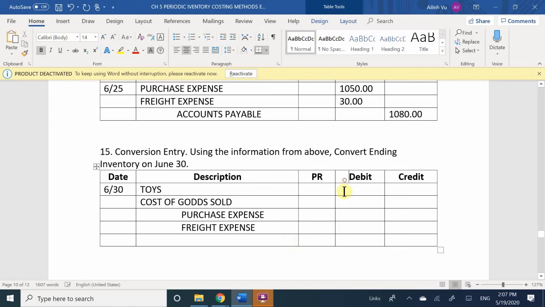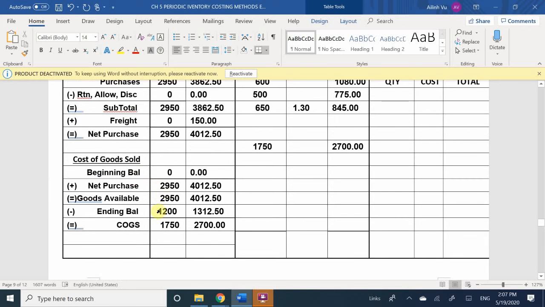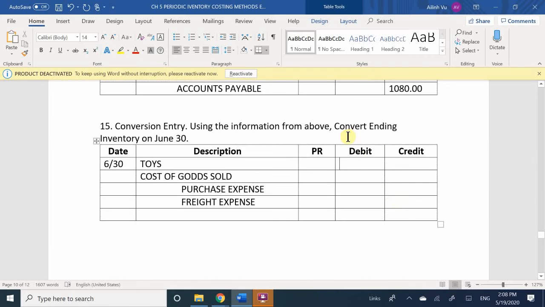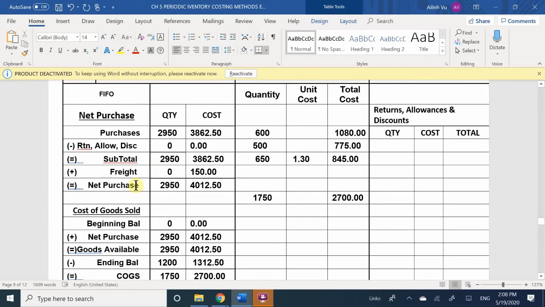Again, we're going to scroll all the way up to get those numbers. How much was the total cost of ending inventory? $1,312.50. Yes. And our cost of goods sold was 2,700. So we know cost of ending inventory was $1,312.50, and cost of goods sold was 2,700. Now let's go to the top again. How much was your purchase expense? 3,862.50. Yes. And how much was your freight expense? 150. So 3,862.50.